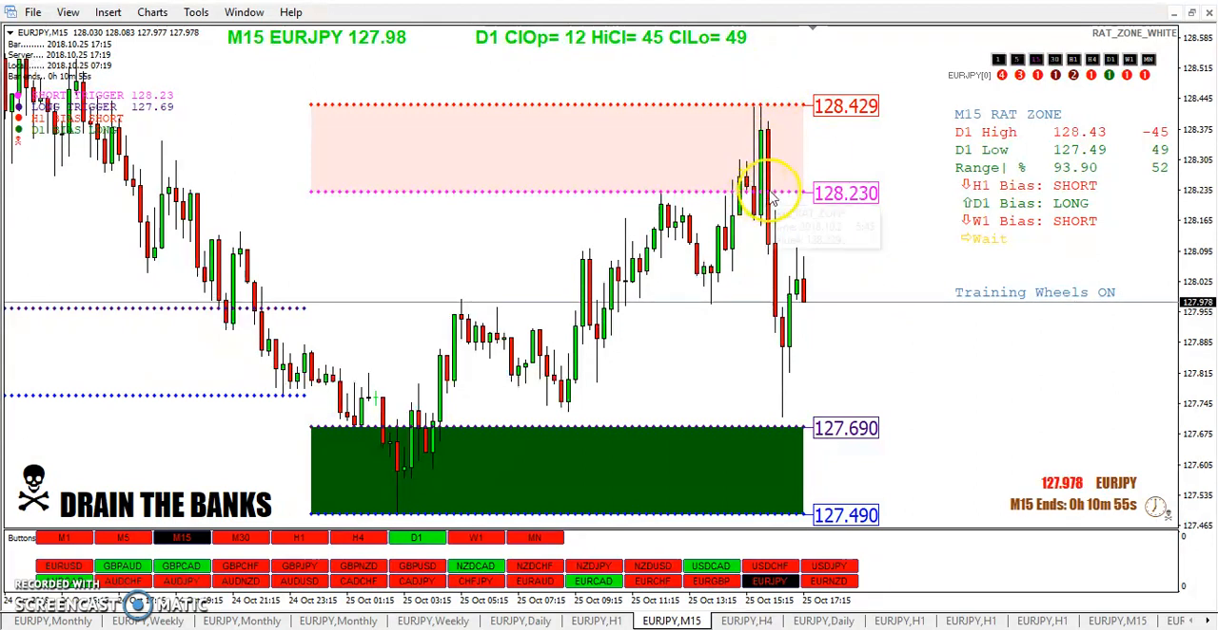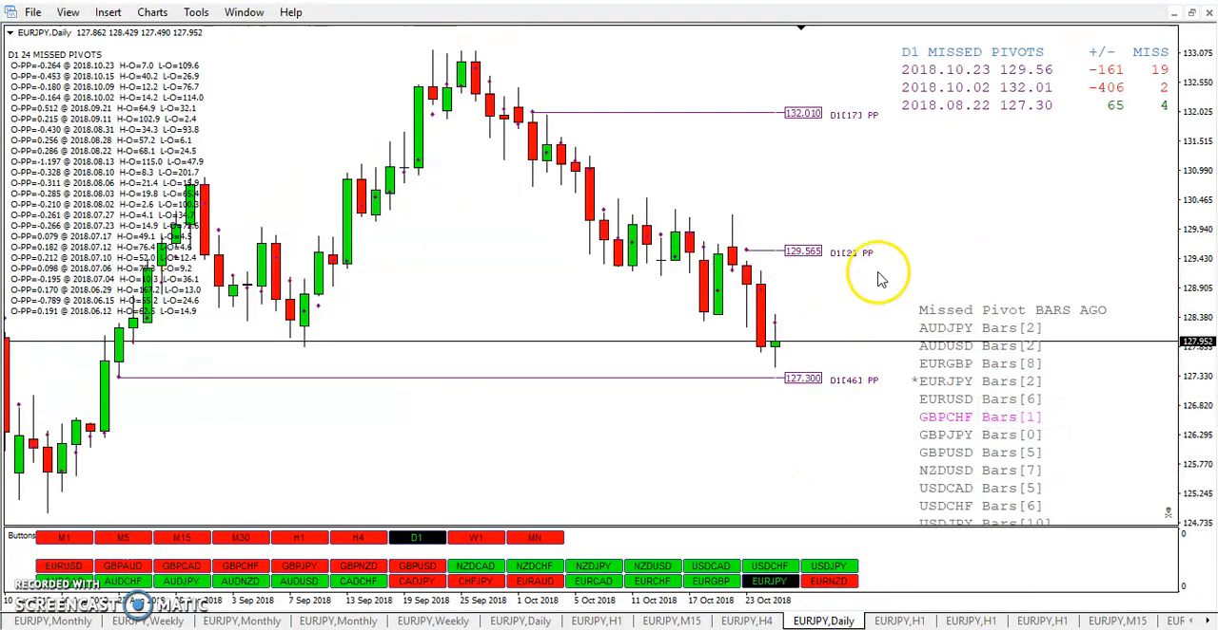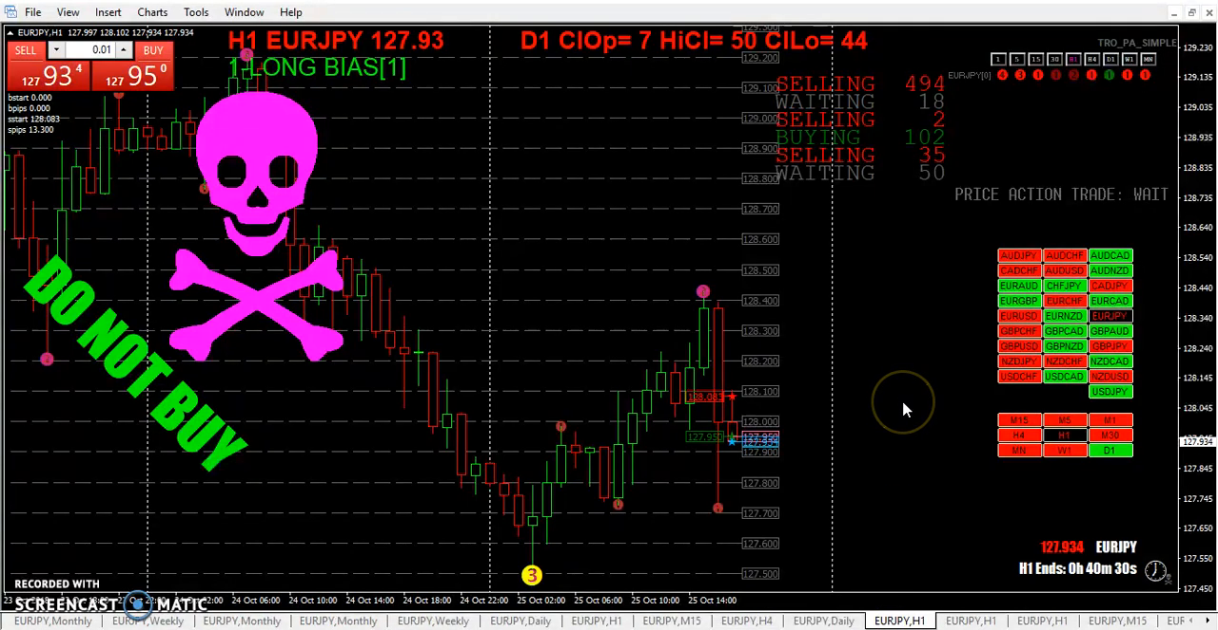Nice rat zone, red rat trade here. Almost a green rat trade, but not quite. Once again, we took out that pivot. You see, we took out the pivot, so we've got 3 pivots still need to be taken out. Price action, lots of price action here.